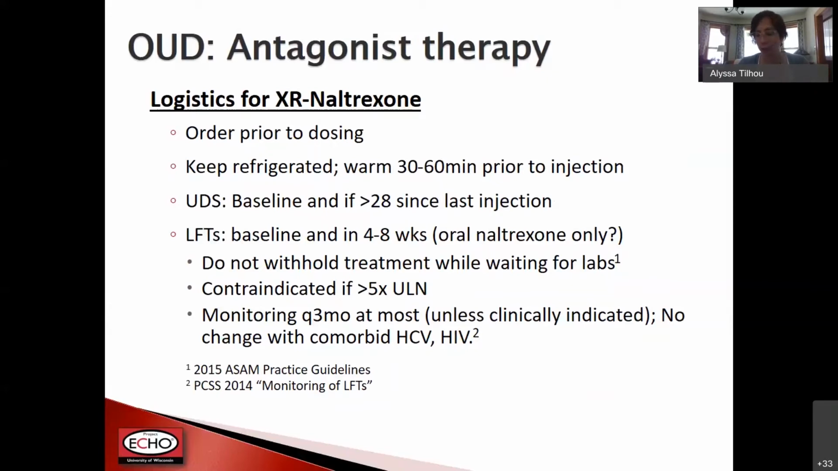And that is even for patients who have a comorbid condition affecting liver function like hepatitis C or other comorbidities like HIV.